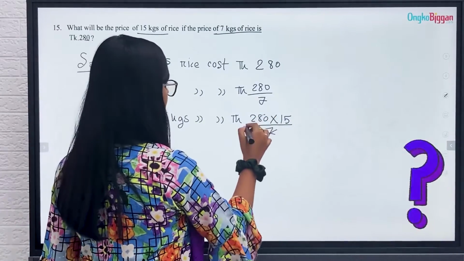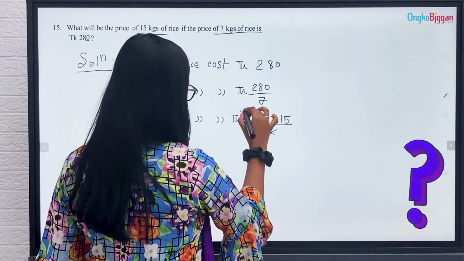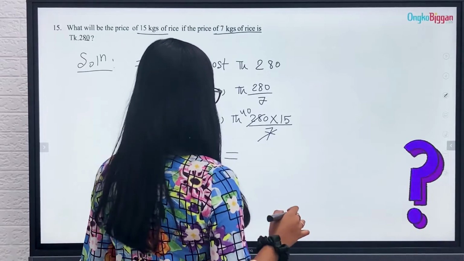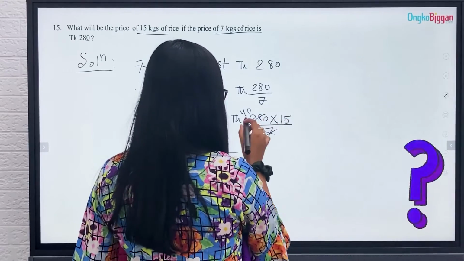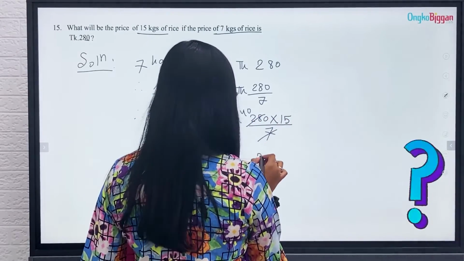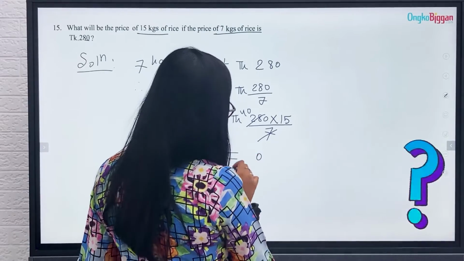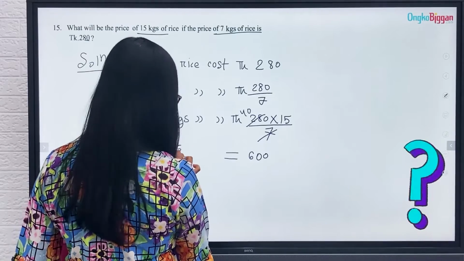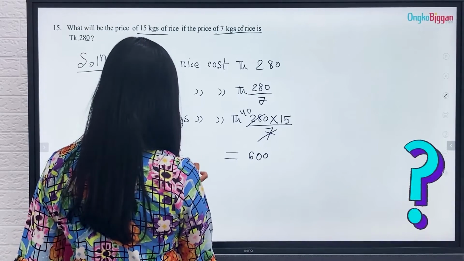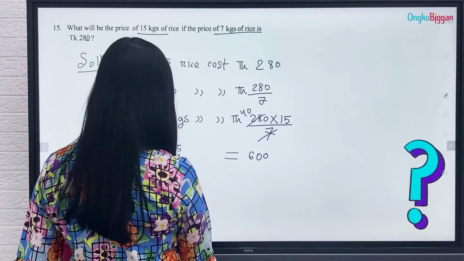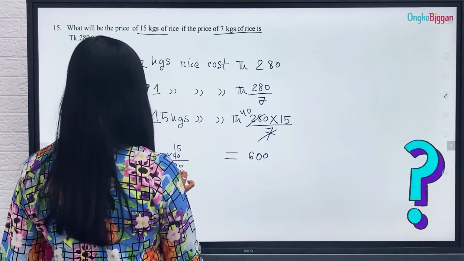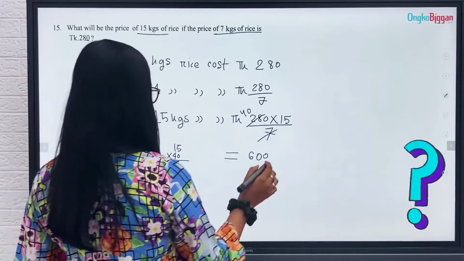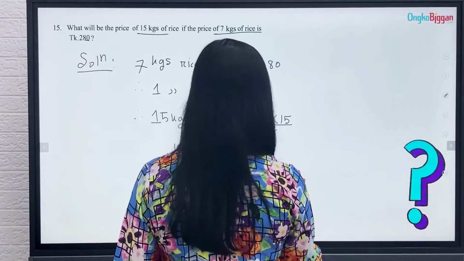So it will be like this. So we are cutting down. 7 fours are 28 and 0. So it will be 5 fours are 20, 2 in hand, 4 ones are 4, 6, 0, 0. Let me make sure. Okay, 0 0. So we are getting here 600 taka. Okay, so this is our answer.